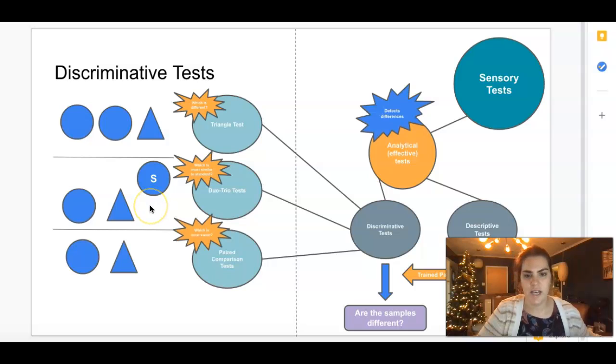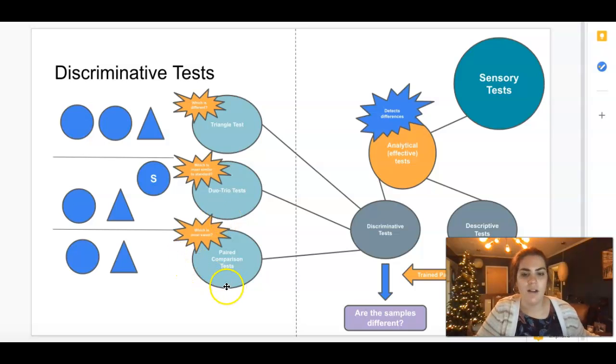In a duo-trio test, they are trying to have the trained panel member determine which sample is most similar to the standard. So the panel person will have 3 samples in front of them. However, one will be marked as the standard. So they'll have the standard and then 2 samples, again, that look identical, but their job is to match the like sample with the standard. That is our duo-trio test.